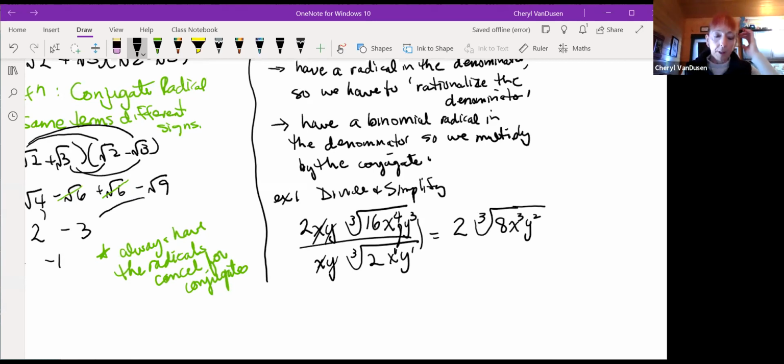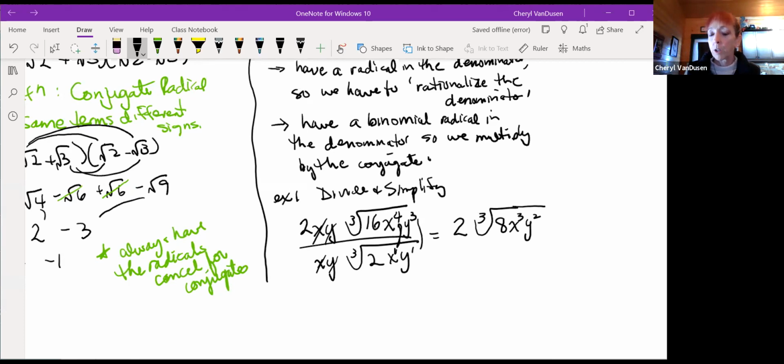So again, let me just recap. Going back, the x cancels with the x, the y cancels with the y, leaves us just a 2 out front for the moment. Then in the radicands, we open up a cube root. 16 divided by 2 is 8. X to the fourth divided by x, we subtract the exponents and get x to the third, and y to the third divided by y to the first, we subtract those exponents, get y squared.